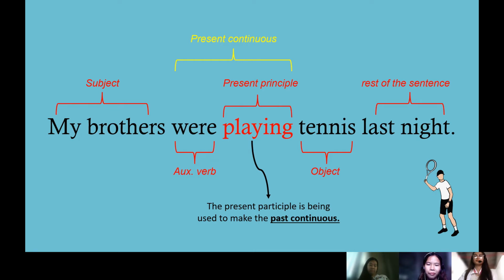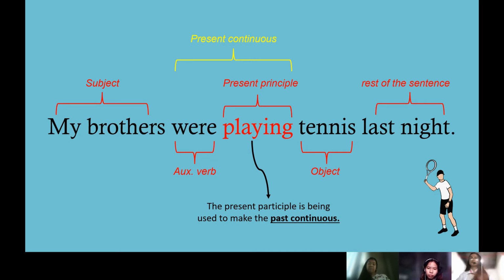What was our auxiliary verb? My brothers were playing tennis last night. Were. Okay. And lastly, what is our present participle? Playing. Okay, so again, present participles are formed using the verb plus ing. That means our present participle here is the word playing.